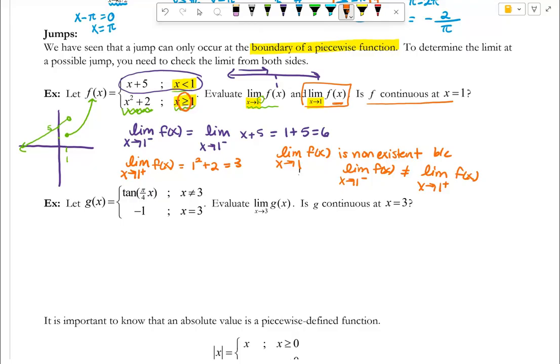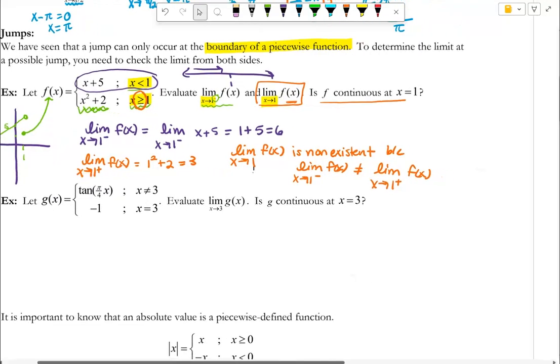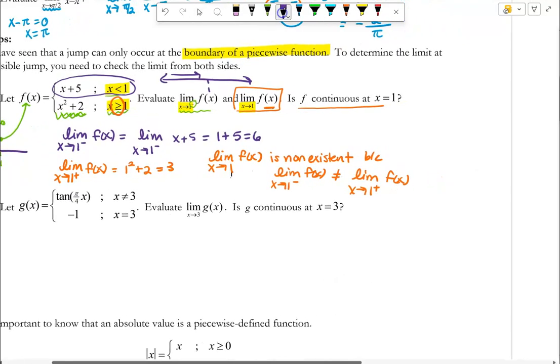And if those limits don't agree, or if the limit does not exist, our function is not continuous at x equals 1 either. So for that same reasoning, f is not continuous at x equals 1.